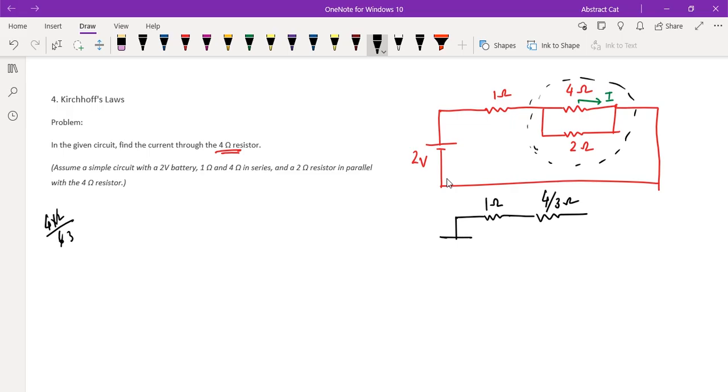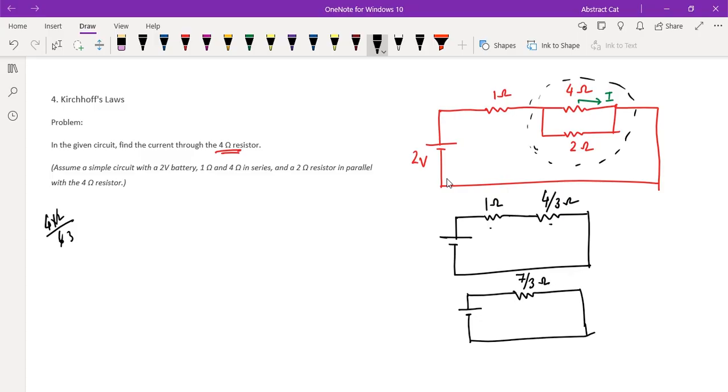That is with the 2-volt supply, and these two are in series. So 1 plus 4 by 3 gives the final circuit resistance, 7 by 3 ohm, with the 2-volt supply. Find the current from Ohm's law: I equals V by R, so 2 by 7 by 3 means 6 by 7 ampere.